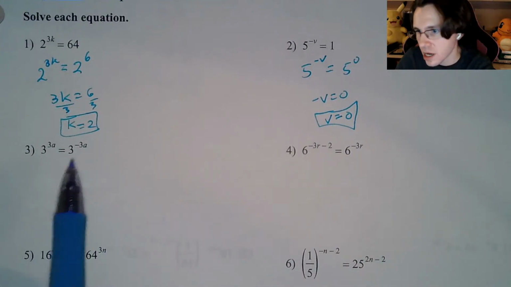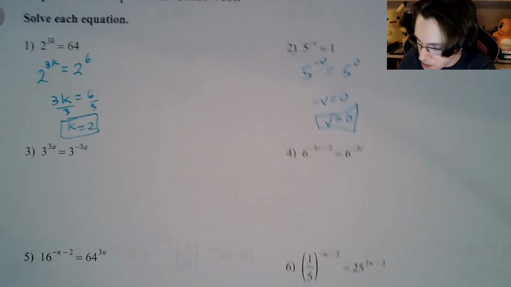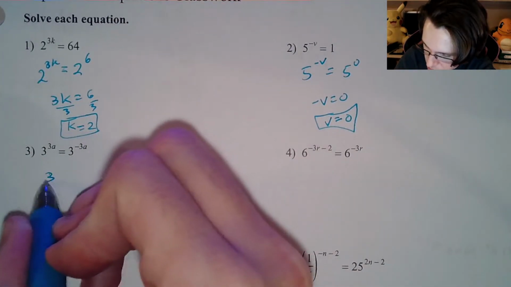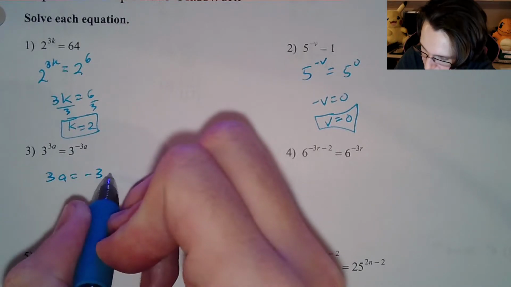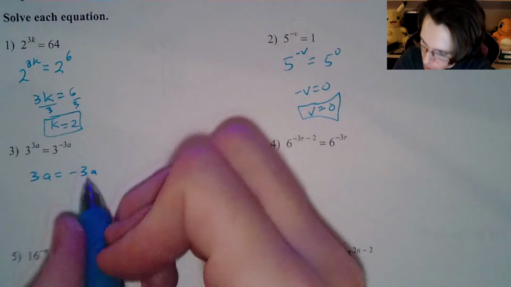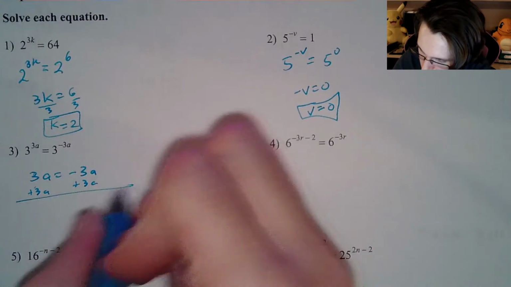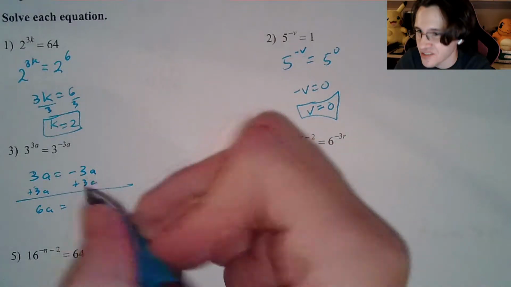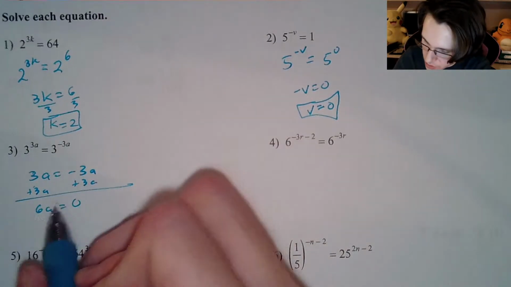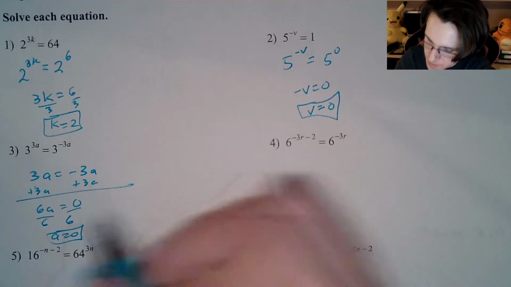So this one is already set up nice and neat for us. We already have those like bases. This is quote unquote super easy in terms of not having to change anything. But again, it could be something that tricks people up because they forget what to do when there's not that extra number. We want to add 3a to both sides here. 6a equals, now this is 0. So we divide by 6 on both sides, and we get a is equal to 0.